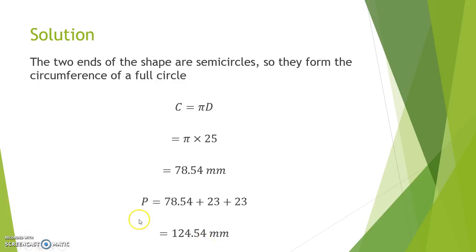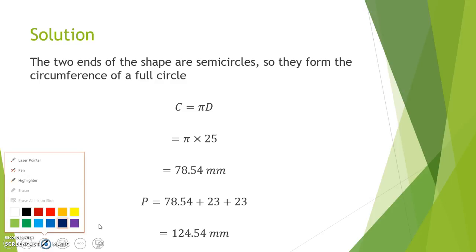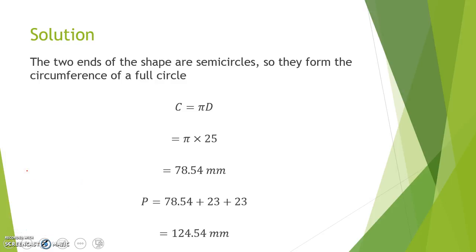It is possible, if you want to, do it like this. So a semicircle equals a half pi times diameter. And work that out, and then double it or add them up twice. That's a longer way of doing it. So we're looking for shortcuts.